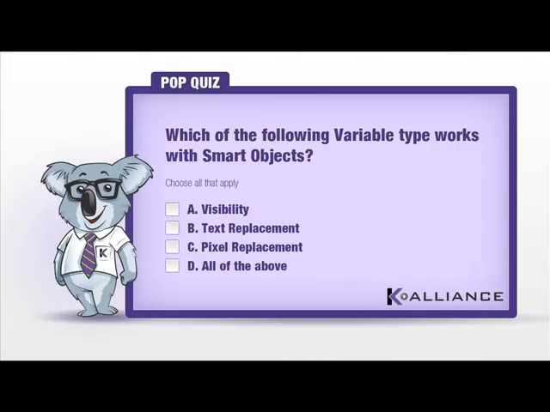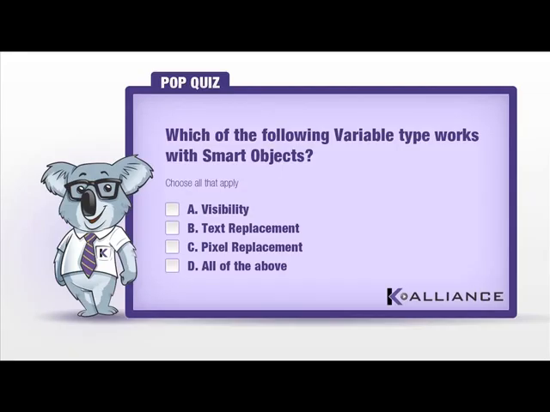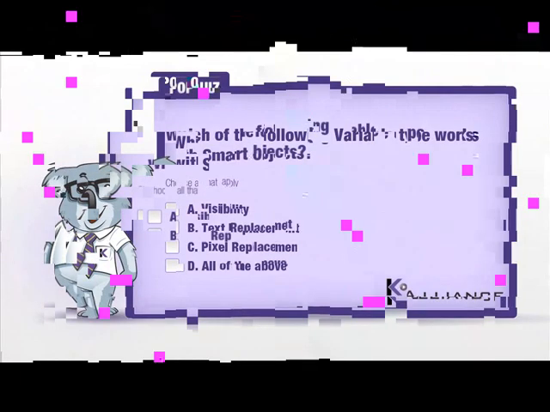Now it's time for a pop quiz. Which of the following variable types works with smart objects? A, visibility. B, text replacement. C, pixel replacement. D, all of the above. The answer is A, visibility.